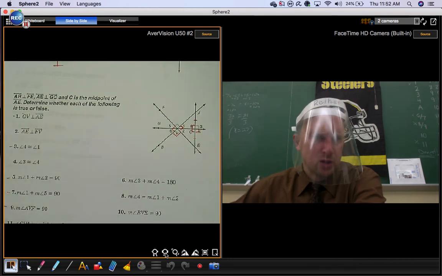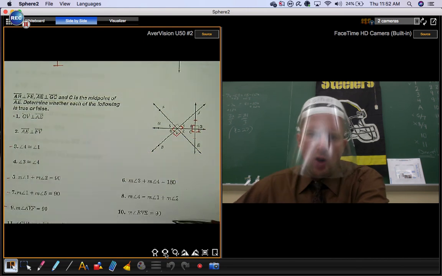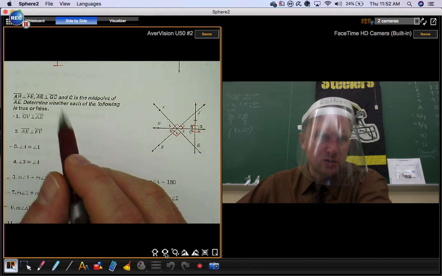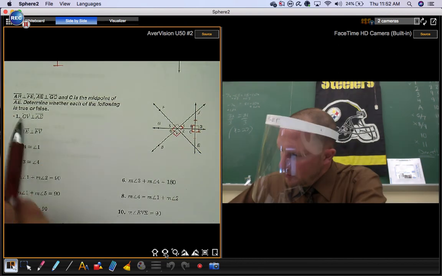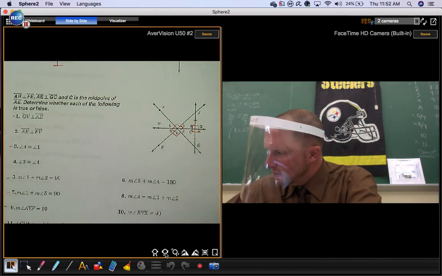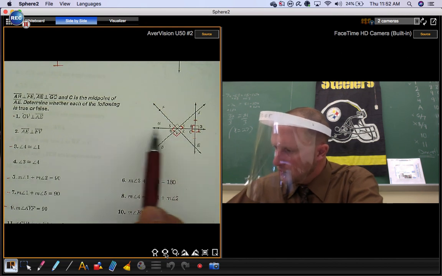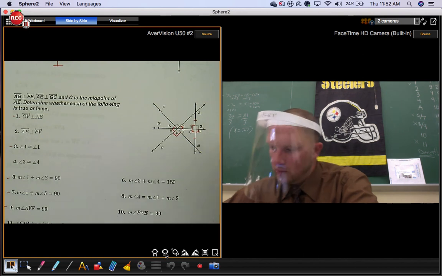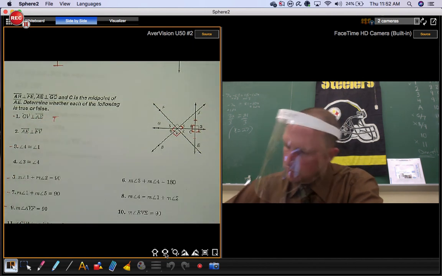Okay, so we'll just go through and do the odds here. The evens are the same type of question. Line GV, that's this line right here that's horizontal. Is it perpendicular to line AE? That's the one that's vertical. That's true.